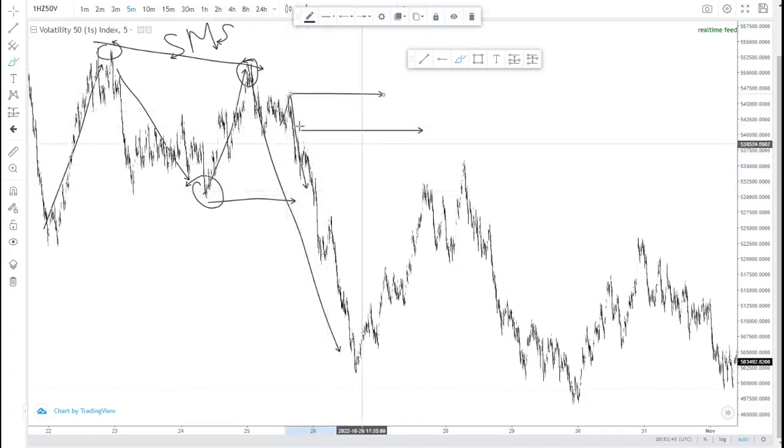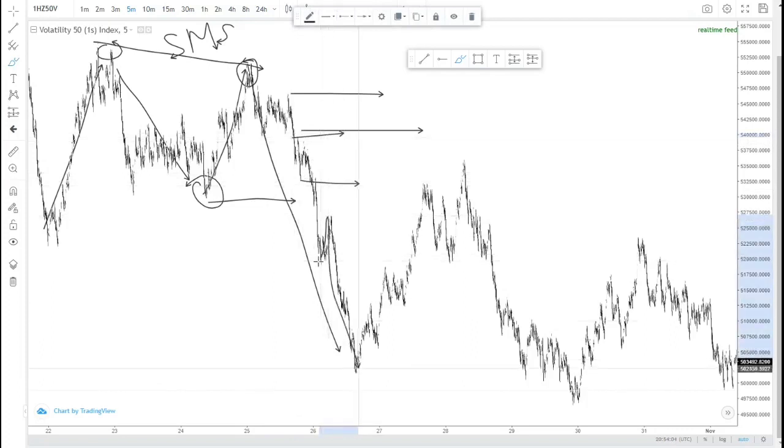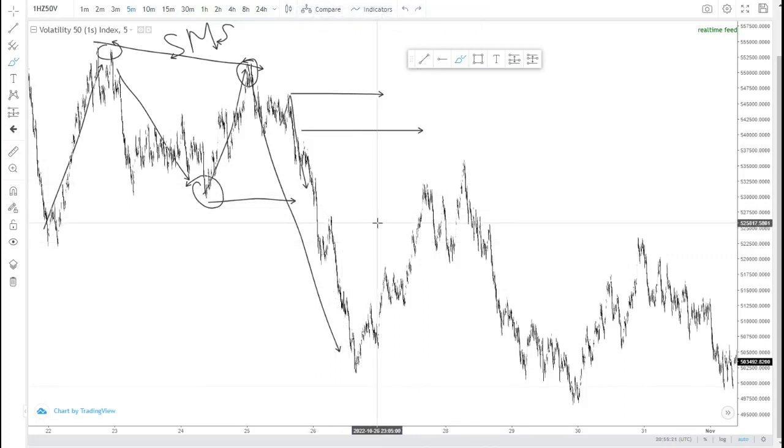Let me remove this to add more clarity. Also, we have this area here where price went up and then came down. So this in itself is an S&D zone. We also have this area here where price came up and then went down. So this itself is an S&D zone too. So that means that we now have three major S&D zones from this area.